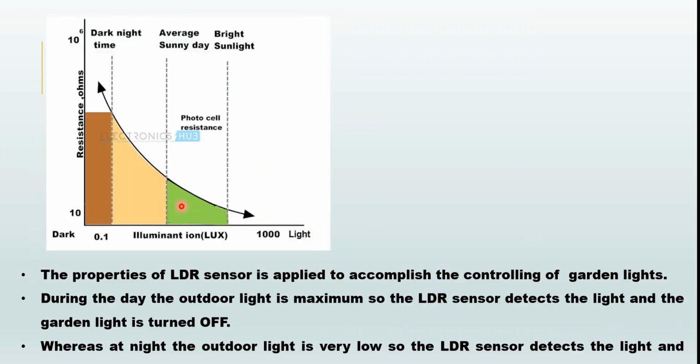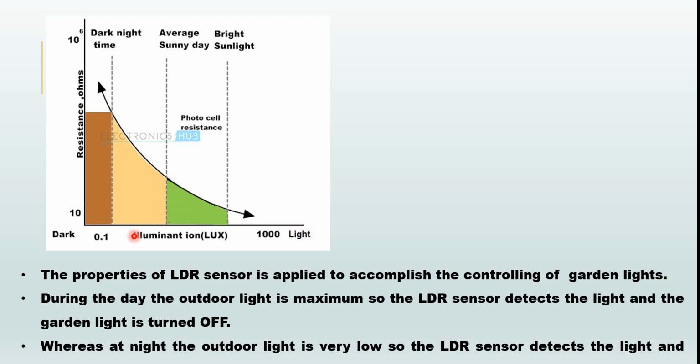Here in this graph, you can easily understand how the intensity of the light and the resistance are related. As the intensity of the light increases, the resistance decreases. For example, in the afternoon, let us take an average sunny day: the sunlight is falling, so the resistance is low. Resistance is low means voltage will be more.